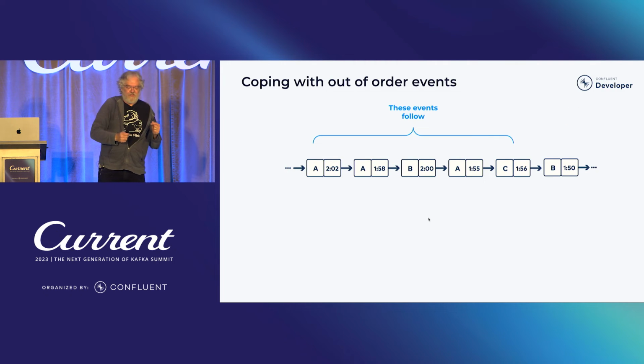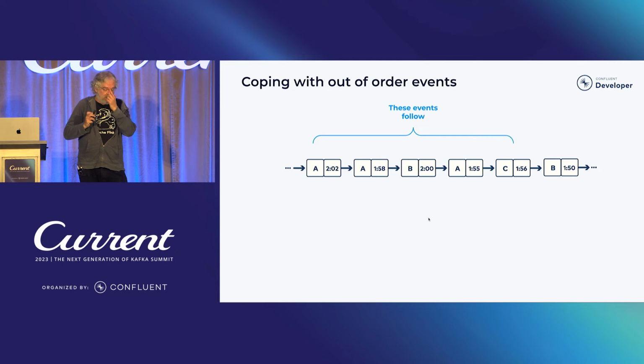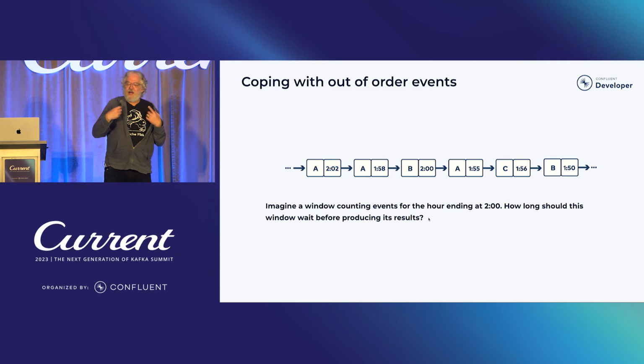So here's the events that are going to follow. And because they're out of order, it's not exactly obvious at what point we say the hour from 1 to 2 o'clock is done. Yeah, there's some events here that clearly fall into the next hour, but are we really done seeing events that are before 2 o'clock? To figure that out really requires us making some assumption about how out of order this stream might be.